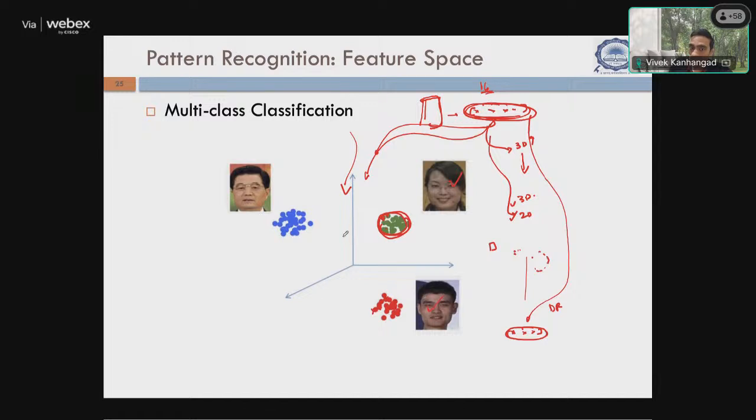Similarly, ideally we want multiple images of the same person to map to the same location in the feature space. That is never going to happen. There will always be some dispersion, but we want this cluster to be as compact as possible. These points all belong to the same person under different conditions, expressions, and poses, but we still want them to be as compact as possible.